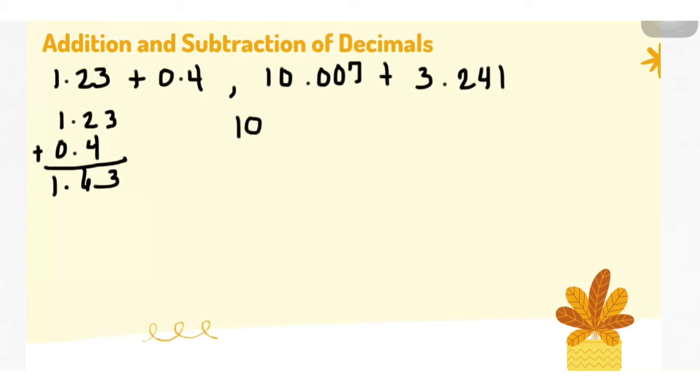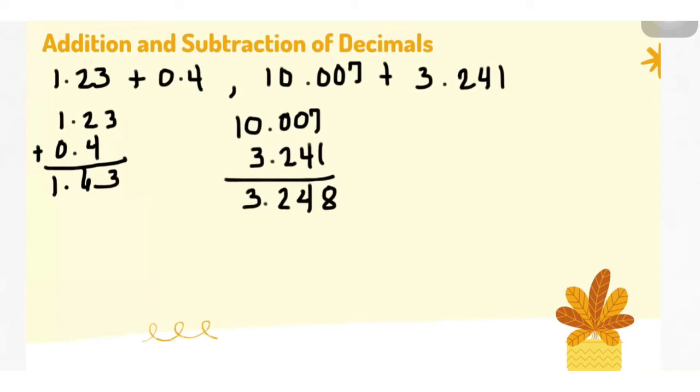So we have 10.007, ayan, and 3.241. Okay, so imbes na dito natin siya isusulat dyan, hindi, i-align kasi natin yung ating decimal point. So dito siya, 3 point, kailangan magpantay sila, pantay yung ating mga decimal point. 2, 4, 1. Okay, then mag-add na tayo. 7 plus 1 is 8. Then 4, 2, tapos yung decimal point natin, 3, and 1.